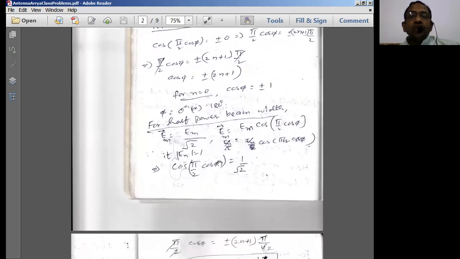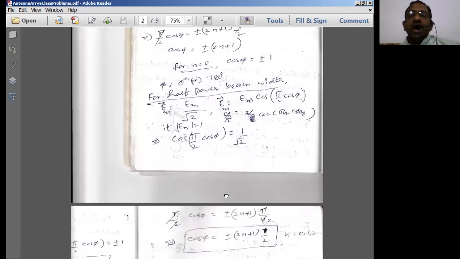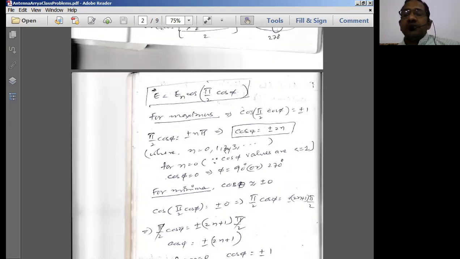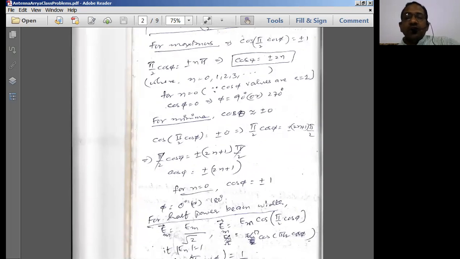The next point is going to be half power beam width. Half power beam width is what? For a maximum power transfer, how much should be the power radiated? Maximum power radiated. So we already know that from the frequency response of an amplifier.